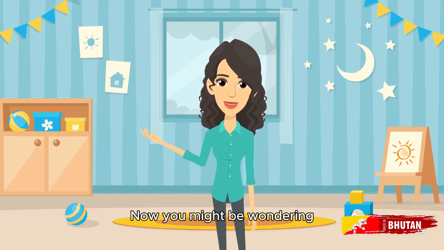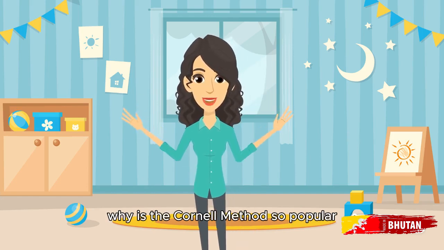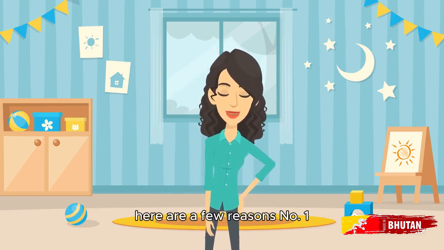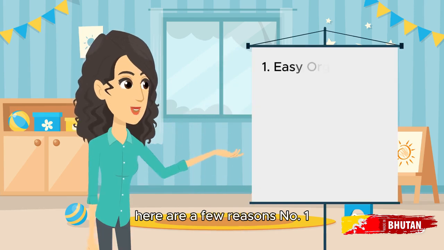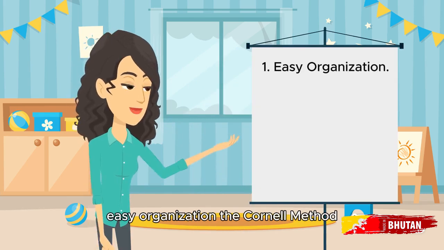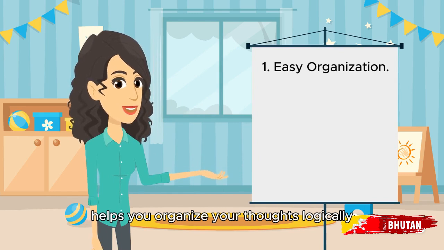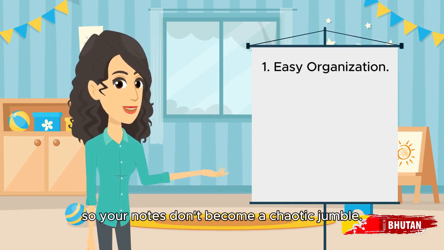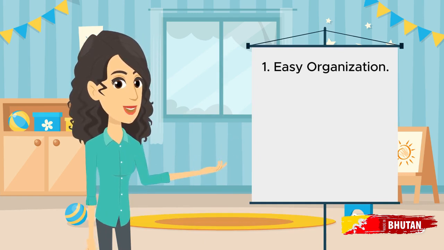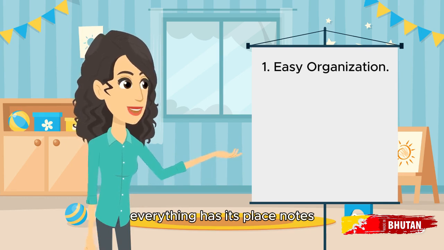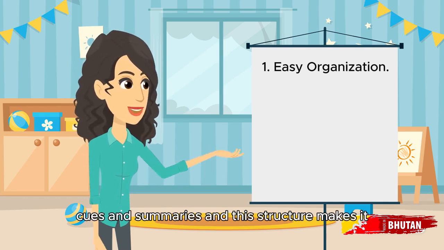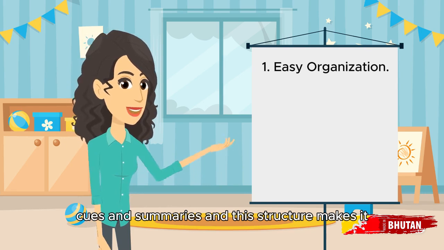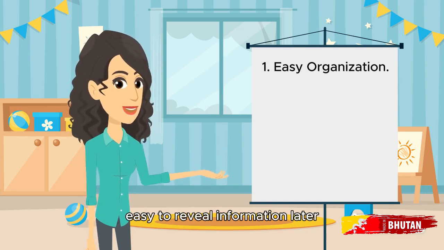Now, you might be wondering, why is the Cornell method so popular? Here are a few reasons. Number 1, easy organization. The Cornell method helps you organize your thoughts logically, so your notes don't become a chaotic jumble. Everything has its place: notes, cues, and summaries, and this structure makes it easy to review information later.